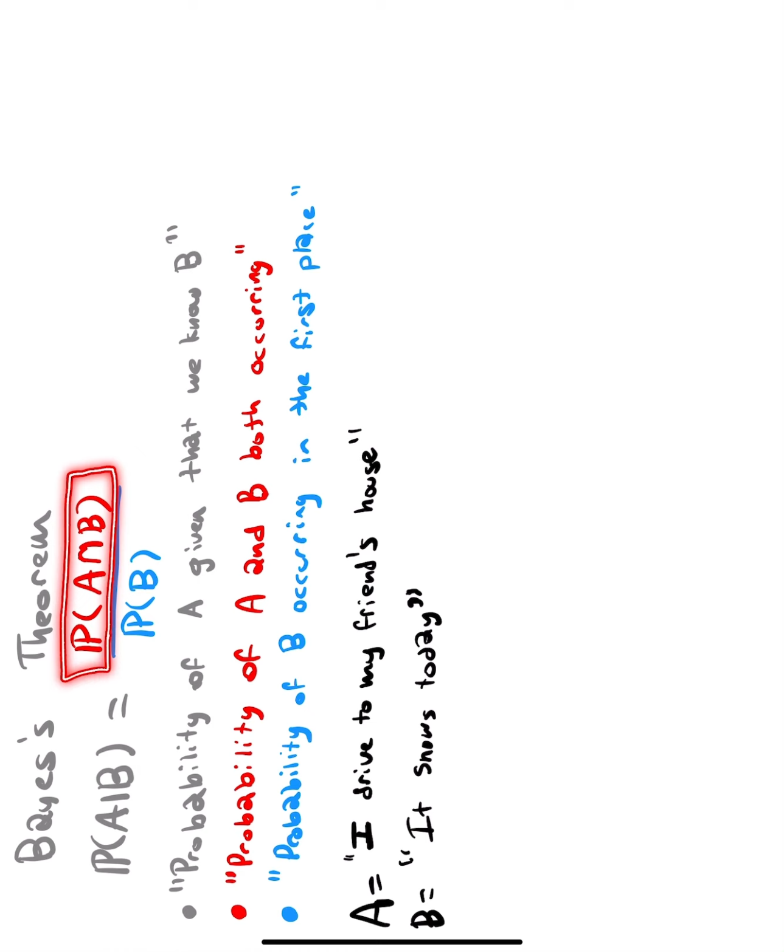Probability of A intersect B, which is that A and B both occur. And finally, the probability of B. That's just vanilla probability of B occurring in the first place.